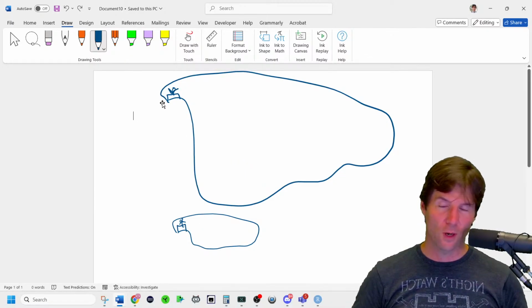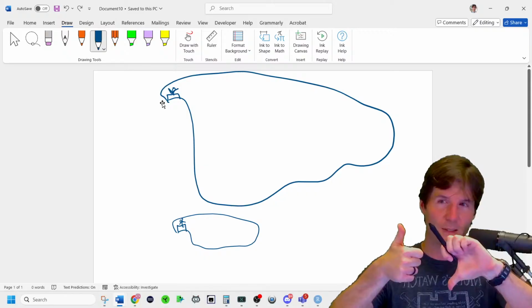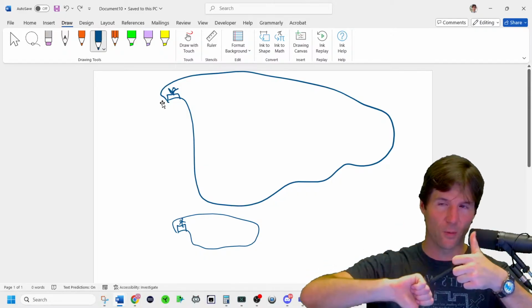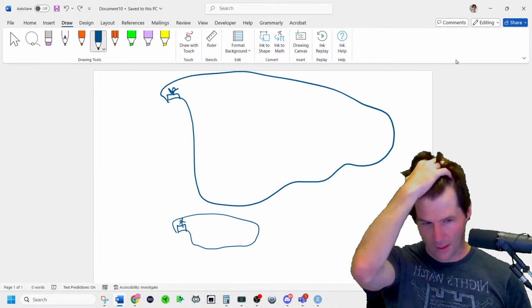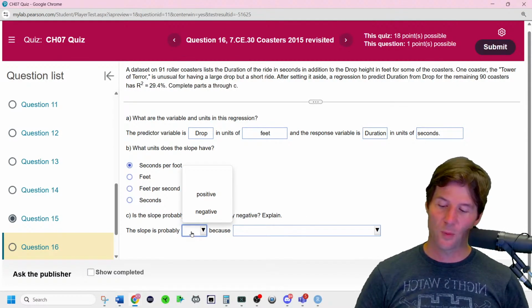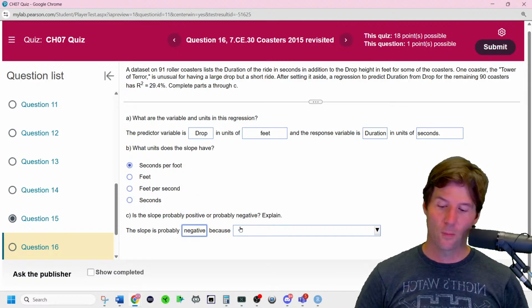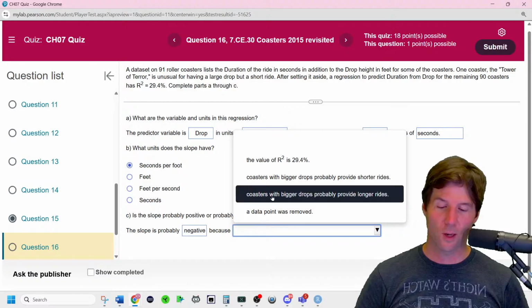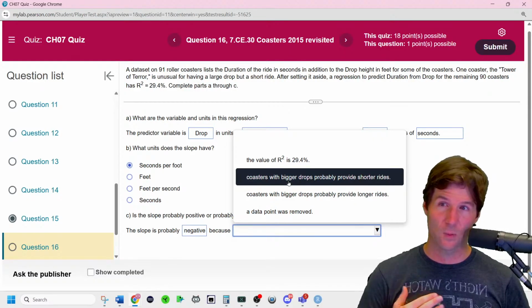So I think a bigger drop leads to shorter ride. Does that make sense? A smaller drop leads to a longer ride because the ride goes slower around the tracks. You can't go super fast around a track if you don't get that drop. So slope is probably negative because coasters with bigger drops, probably you see like bigger X, smaller Y.